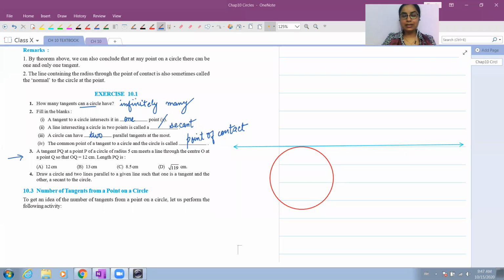Question number 3, a tangent PQ at a point P of a circle of radius 5 centimeter meets a line through the center O at a point Q so that OQ is 12, the length of PQ is. Now, they have used a single sentence to explain everything about this question. We have a circle with center O. The radius of this circle is 5 centimeters.